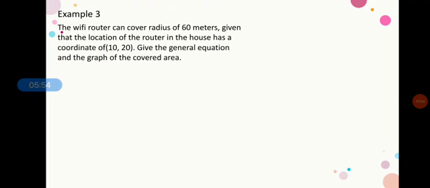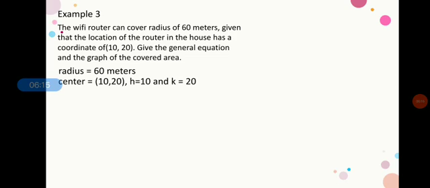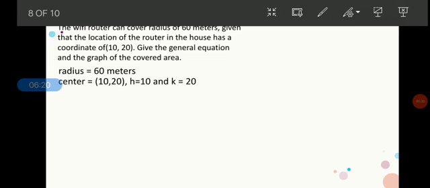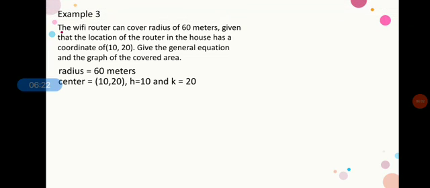Next, the Wi-Fi router, yung ating Wi-Fi sa bahay, it can cover a radius of 60 meters, given that the location of the router in the house has a coordinate of 10, 20. Give the general equation and graph of the covered area. Radius daw niya is 60 meters. So, ibig sabihin, ang center natin is nasa 10, 20. So, that means the value of h here is 10 and k is equal to 20. Now, let us give the general equation and then we're going to graph yung covered area ng ating Wi-Fi router.